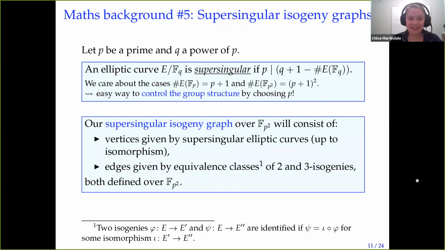Okay, so here it is. Our supersingular isogeny graph over F_P squared will consist of vertices given by supersingular elliptic curves up to isomorphism, and edges given by equivalence classes of 2 and 3 isogenies, so degree 2 and degree 3 isogenies, both defined over F_P squared. I've written here what an equivalence class is. It's not really that important for the intuition, but in case anybody's stressed about it, it's there.